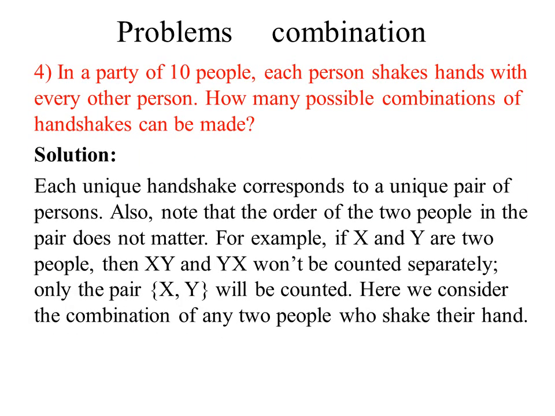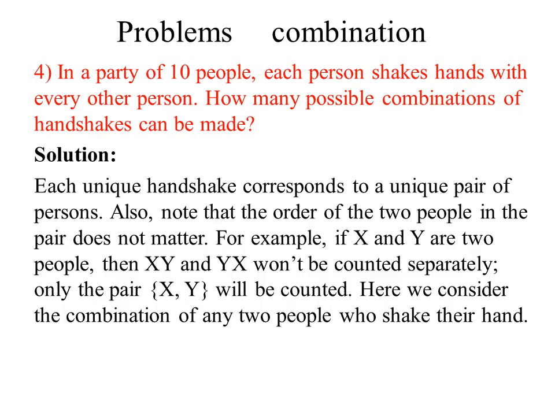Hello everyone, welcome back from the previous session. In this session, we are now going to see some of the problems and the related theorems about combination. Here is the first problem: in a party of 10 people, each person shakes hands with every other person. How many possible combinations of handshakes can be made?